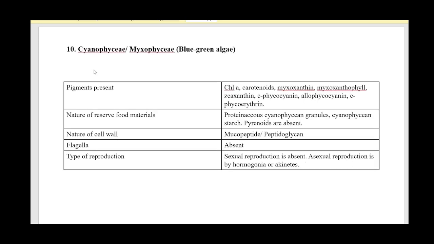The 10th class of algae is Cyanophyceae or Myxophyceae, also known as blue-green algae. The pigments present are chlorophyll A, carotenoids, myxoxanthin, myxoxanthophylls, zeaxanthin, C-phycocyanin, L-phycocyanin, and C-phycoerythrin. The food materials are reserved in the form of proteinaceous cyanophycin granules, cyanophycean starch. Pyrenoids are present in Cyanophyceae members. Flagella are absent. Sexual reproduction is absent. Asexual reproduction is by hormogonia or akinetes.